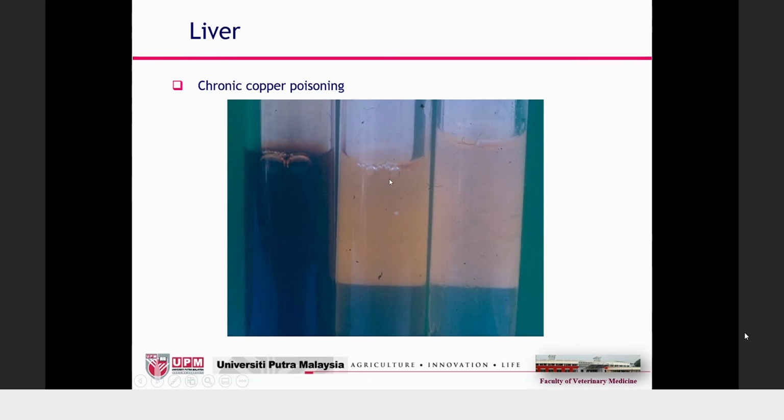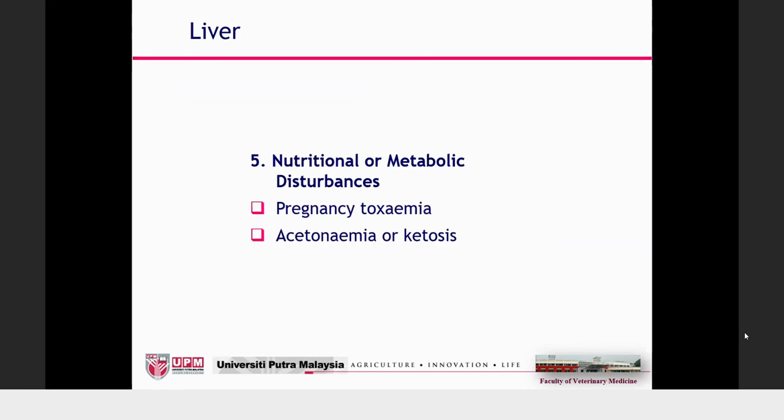Of course, this case, also just yellowish, can be a result of hepatic and post-hepatic. I think we know about pre-hepatic, post-hepatic, and hepatic jaundice. That can occur in copper toxicity, depending on the stages. Then we have nutritional or metabolic disturbances, like in cases of pregnancy toxemia, acetonemia, or ketosis.